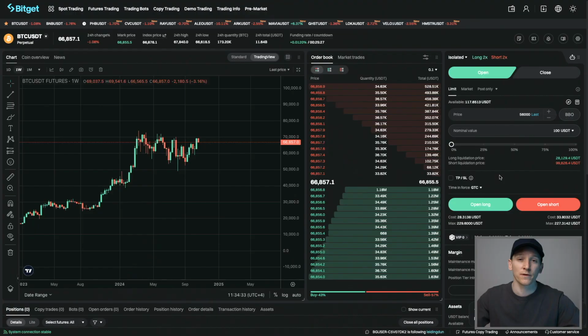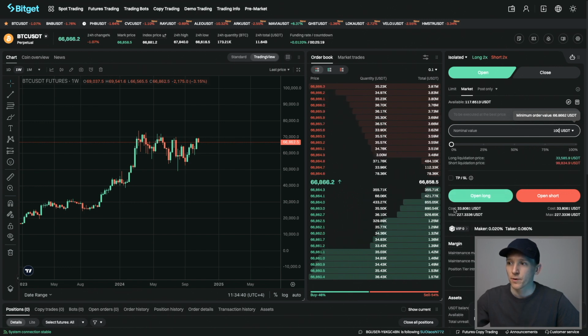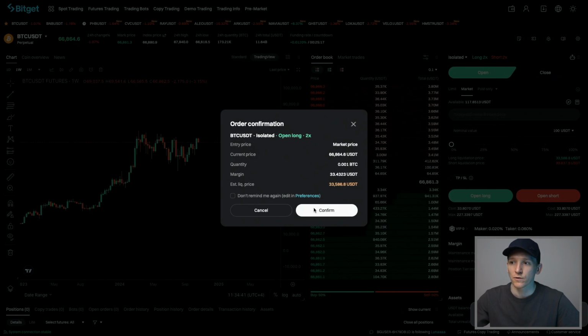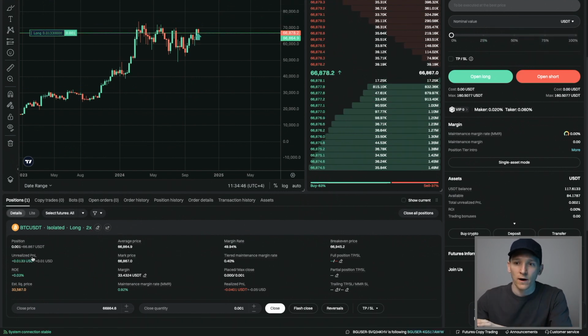Now I'll show you a live order in the futures market as well. So what I'm going to do here is press market. I'm going to open a long trade, and we're going to put an amount down. We're going to open long, confirm the order, right? And then you can see those details down here. So you can see everything right now. So the position size, the unrealized P&L.